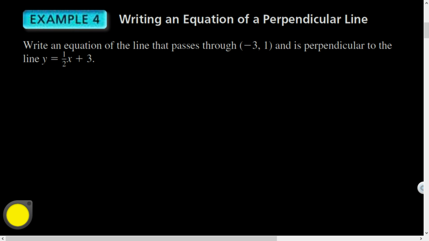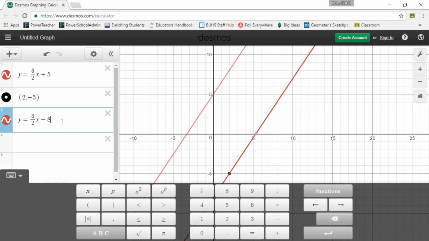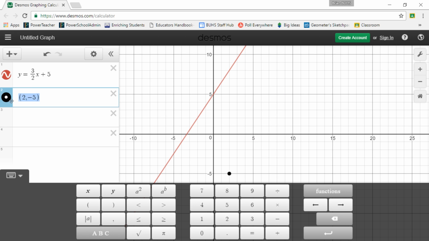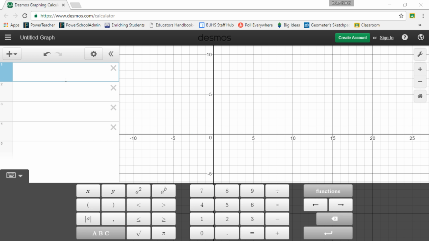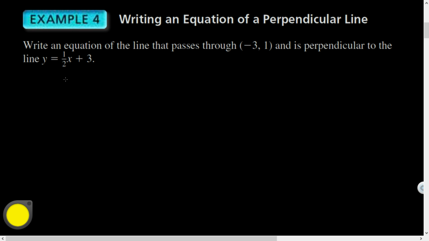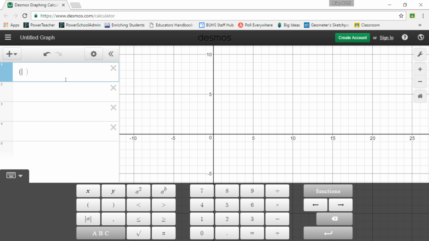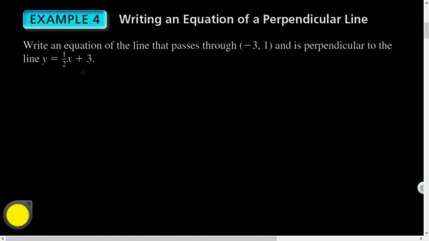Example 4: write an equation of a line that passes through a point and is perpendicular to y equals 1/2 x plus 3. I'll just throw a little graph of this up here real quick. The point is -3, 1. There's -3, 1 showing up in a vibrant red color. And y equals 1/2 x plus 3.